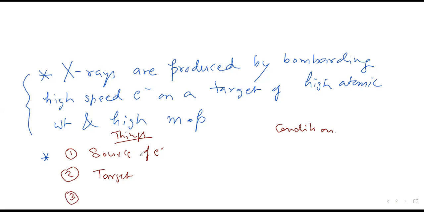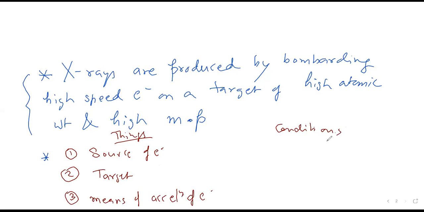And third, you have a source of electrons, you have a target. But if your electron strikes the target at a low speed, it is of no use. So you accelerate the electrons. There should be some means of accelerating electrons so that it can strike the target.